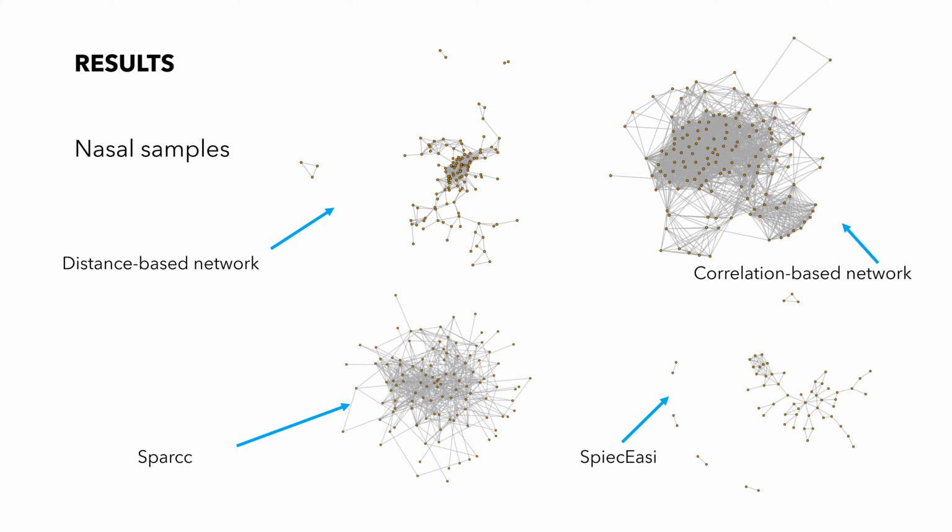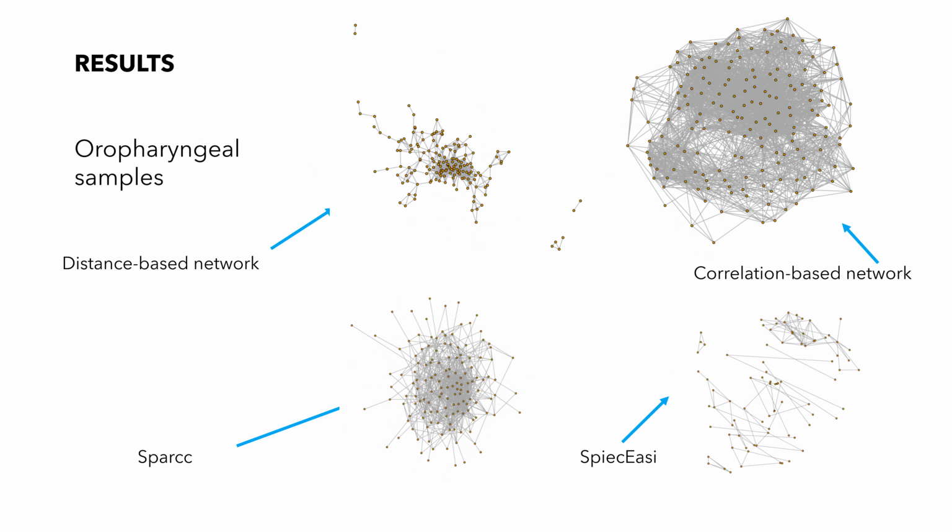These are the networks from the 4 methods applied to the nasal samples. You can appreciate that the 4 networks have very different topology. As a recurring theme, you will observe that SpeakEasy outputs the sparsest networks, while SPARCC and especially the correlation-based networks are the most complex.